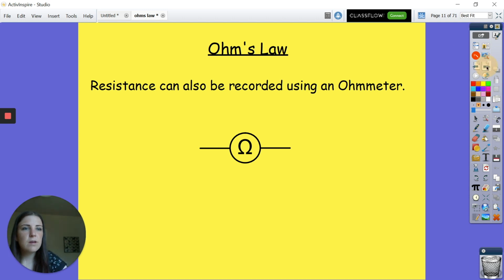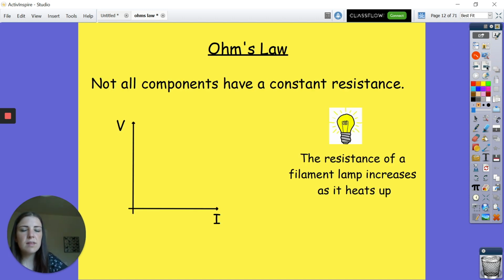Okay, final thing to point out in these graphs, like I said earlier, not all components have a constant resistance. For instance, the filament lamp can increase as it heats up. You'll learn about other components as well. Resistance doesn't stay constant, like a thermistor or a light-dependent resistor, but that's later on in the course.